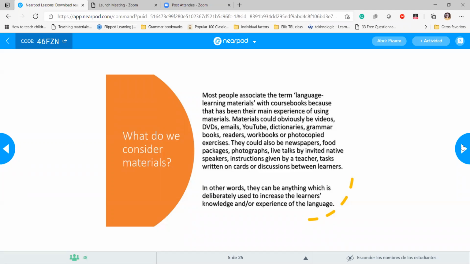Instructions given by the teacher, because sometimes you don't take materials to the class. You just tell students things to do, so that also becomes a resource. Tasks written on cards or discussions between learners, all of these are materials. So in other words, they can be anything which is deliberately used to increase the learner's knowledge and/or experience.